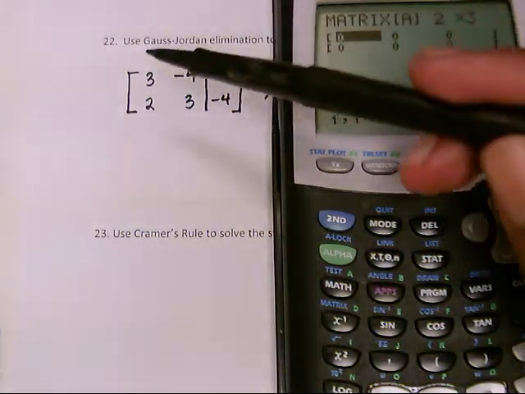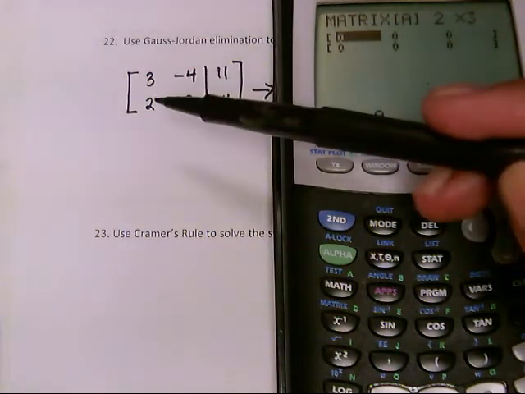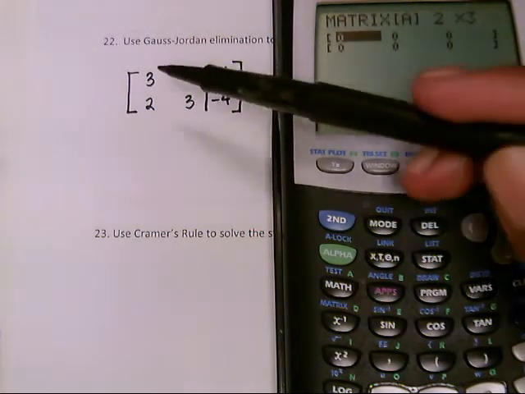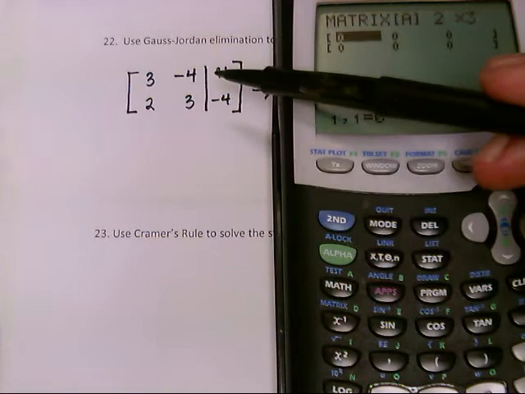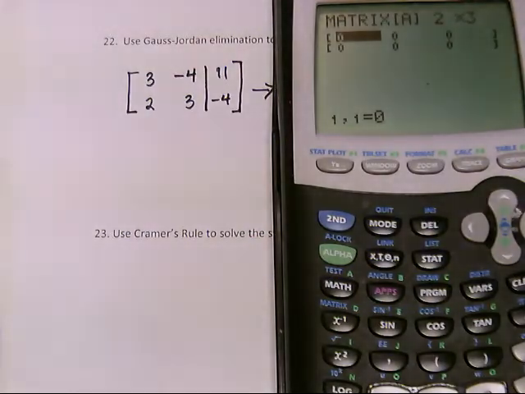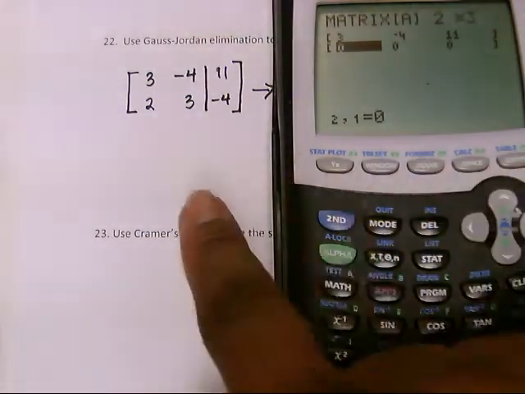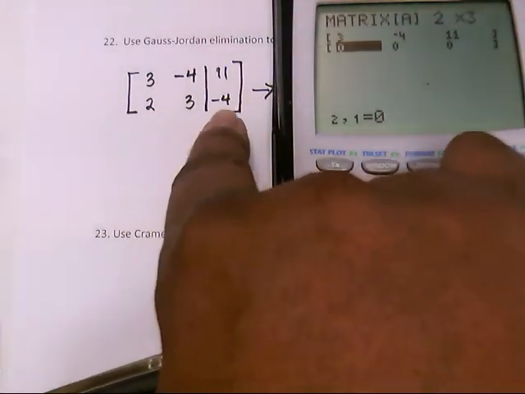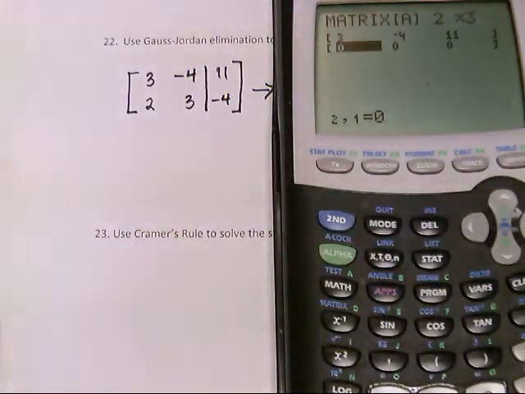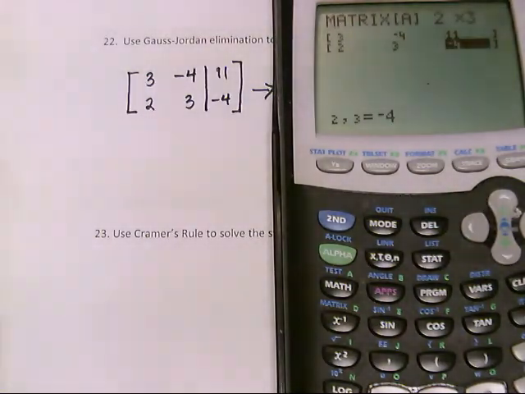Now, I'm going to enter each number row by row, starting with 3, then -4, and then 11, pressing enter after each entry. So I type in the 3 and then enter, and then -4, enter, and then 11, and then enter. And it'll take me to the next row where I have to enter this next row of numbers, 2, 3, -4. So I type in 2, enter, 3, enter, -4, enter.